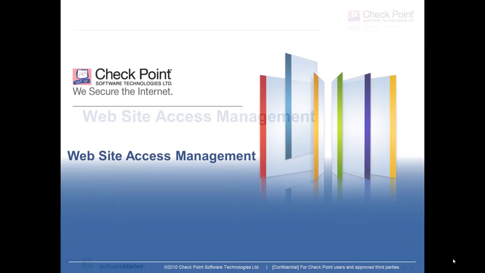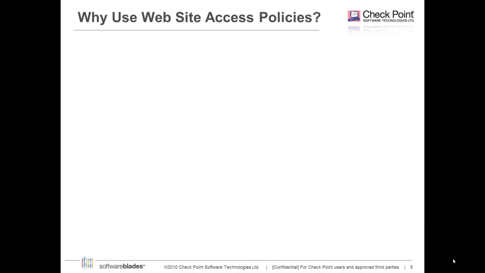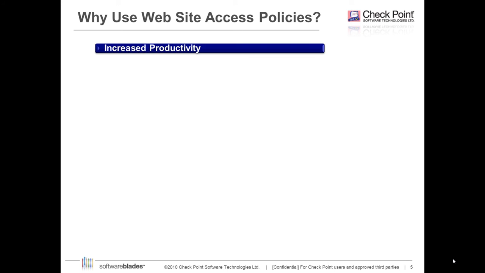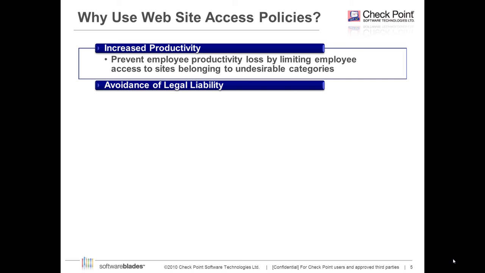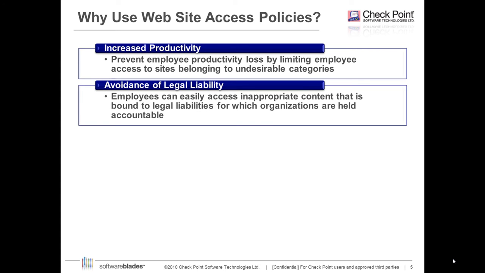Website Access Management. So why should we use website access policies? First of all, we will increase productivity of our employees by preventing employee productivity loss by limiting employee access to sites belonging to undesirable categories. We will avoid legal liability. Employees can easily access inappropriate content that is bound to legal liabilities for which organizations are held accountable.